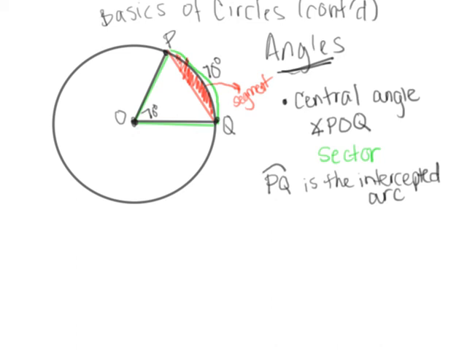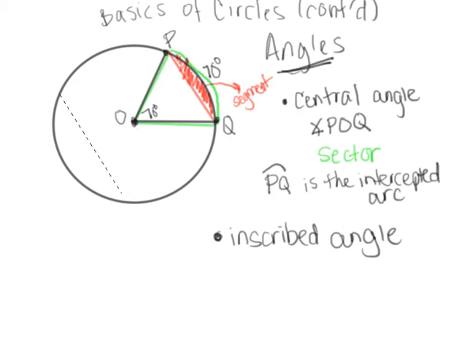In addition to that, you have what's called an inscribed angle. So that's the next type of angle. And it has less involvement than that central angle did. So the inscribed angle, let's talk about the inscribed angle.